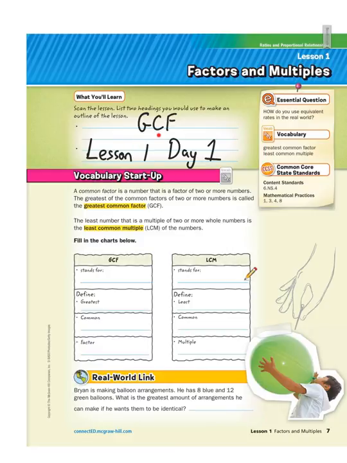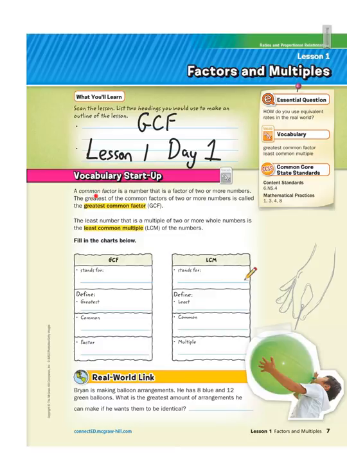So this first lesson, we are just going to focus on the greatest common factor. We'll read that definition and we're going to fill in this graphic organizer here. By the way, when you watch these videos, you can pause it if you need time to write. You can rewind it if you need to hear something again or see something again. So keep that in mind.